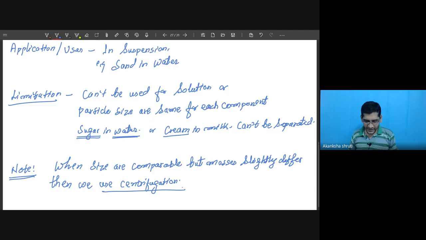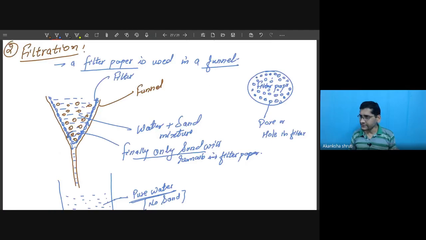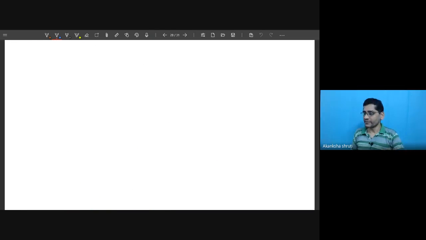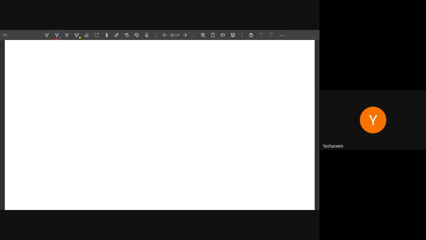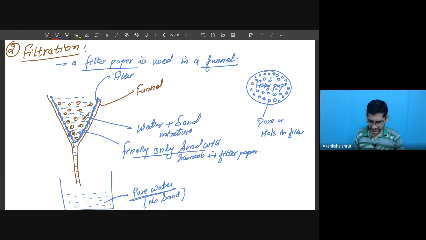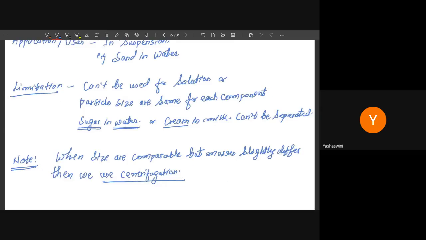So what was our first method? The first method was sedimentation, which was based on the mass, heavy particle, and the second method was filtration, which is based on different particle size. Now what is the next third method? Evaporation. So can you show the previous page? This one, write it quickly. Yes, sir.